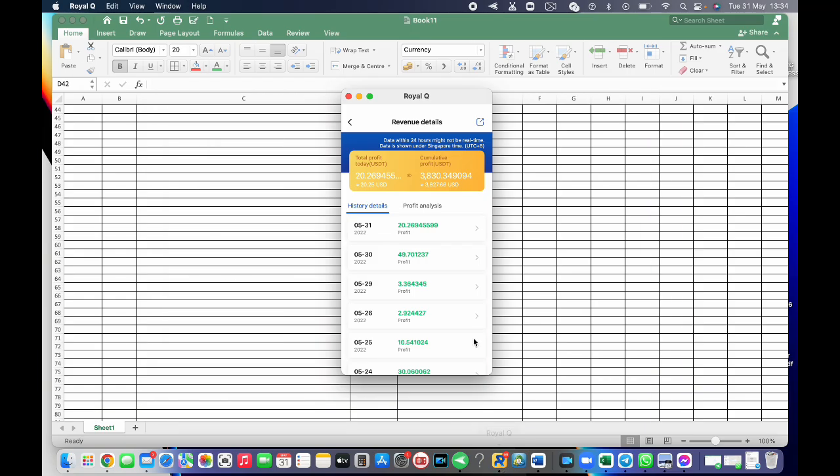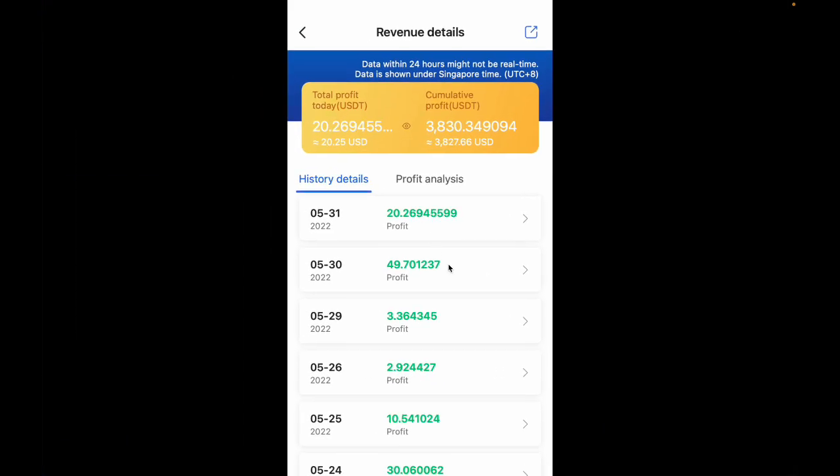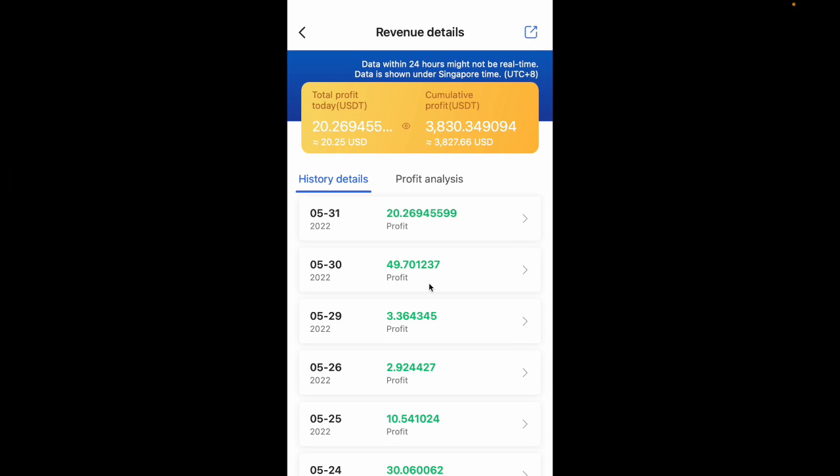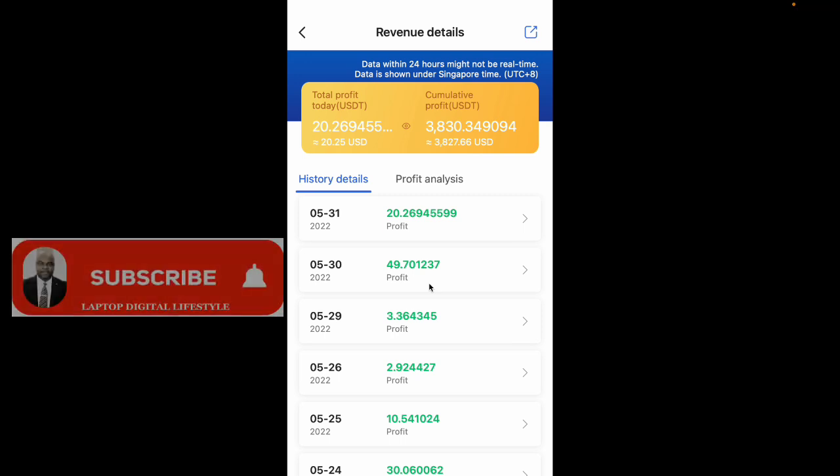So this is my Royal Q. As you can see from here, I can load it now from my MacBook. You can see that I have made over $3,800 in Royal Q already. And things were very, very okay when I was doing the quantitative and synchronization strategy.